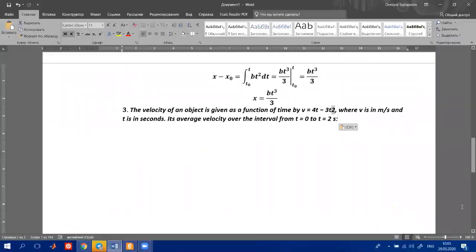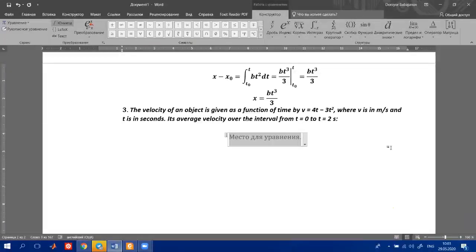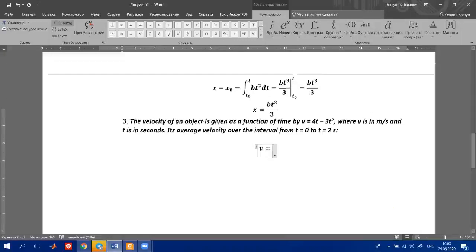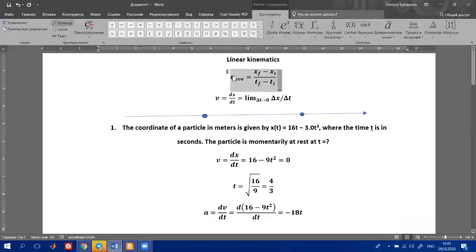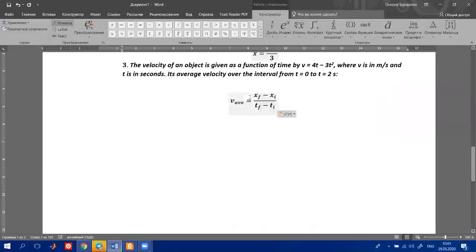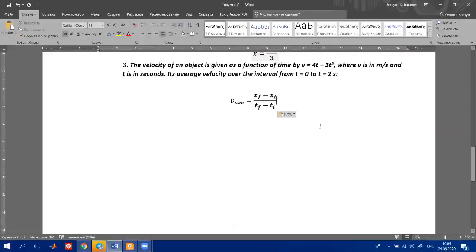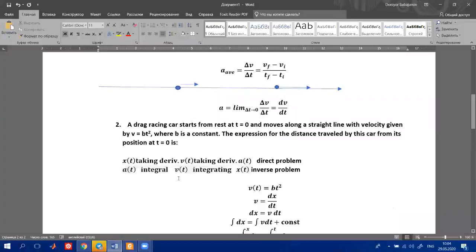Problem number three. This is 4t minus 3t square. So average velocity v is equal to, let's copy this, this is average velocity. So we need final coordinate and initial coordinate. We have final time 2 seconds and initial time zero. But we need coordinates, and we have velocity. How to find coordinate from velocity? We look at this diagram. To find the coordinate by knowing velocity, we have to integrate. So from v to x, we have to integrate.